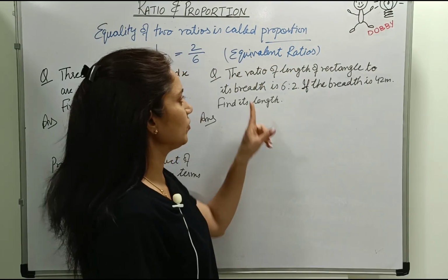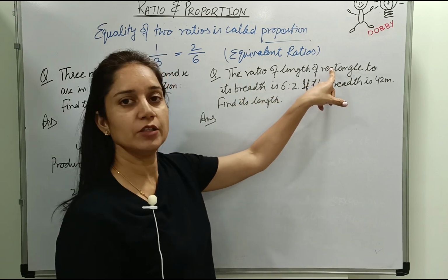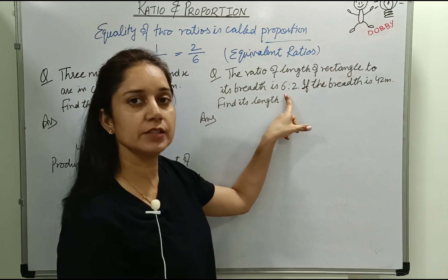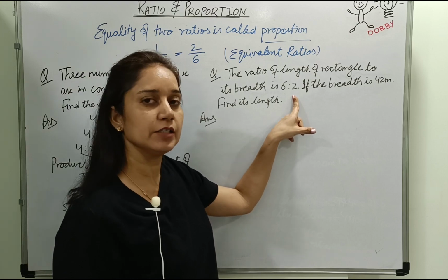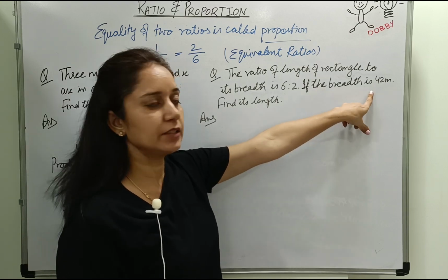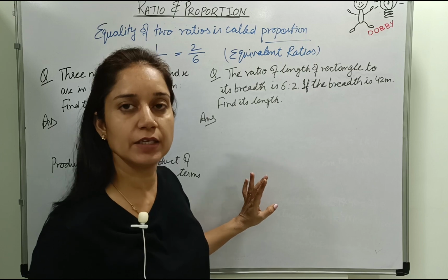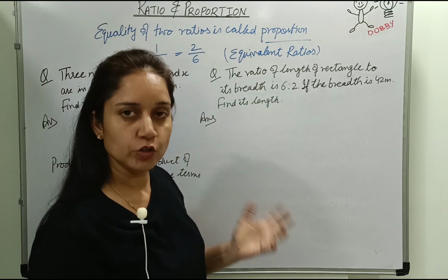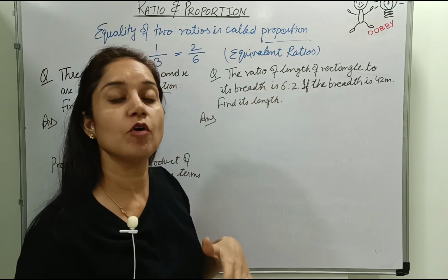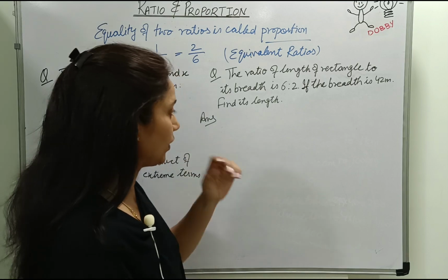The question has given to us the ratio of length of rectangle to its breadth is 6:2. Length is to breadth is given. If the breadth is 42 meter, we have to find the length. Here ratio is given along with the name, that for what ratio is given. Here length is to breadth.